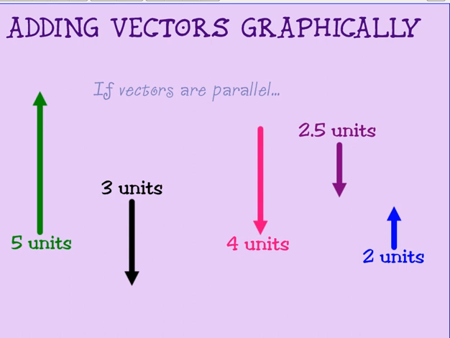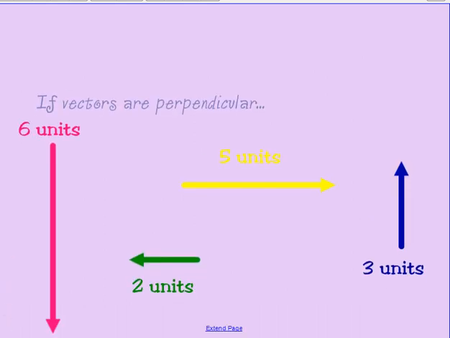Let's look at adding vectors if they're perpendicular. Here we get a little more complicated. Now we can't just add or subtract magnitudes. When things are perpendicular or neither parallel or perpendicular, we're going to draw pictures of these vectors. So you'll see that I already have the vectors drawn. I'm going to start off by adding together the pink and the green vector.